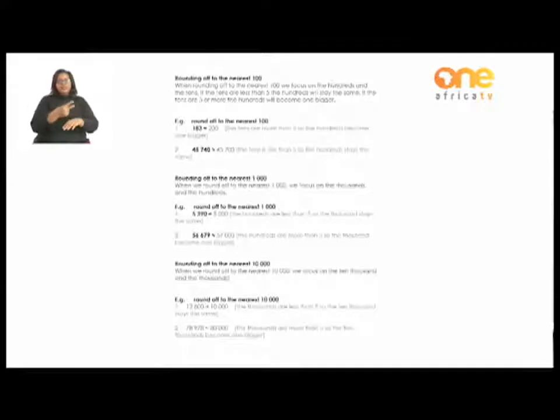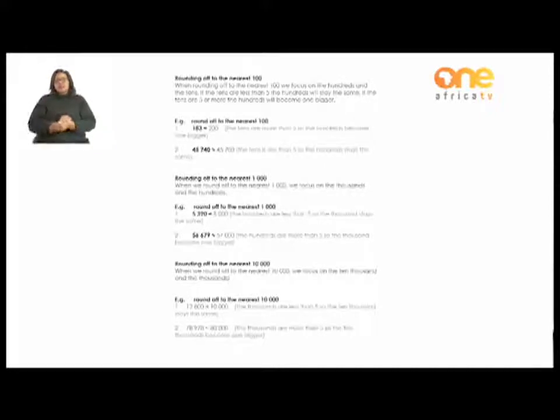56,679, rounded off to the nearest 1,000. The hundreds are more than 5, that means the thousands becomes 1 bigger. Our 100 is a 6, and that means it can change our 1,000, and 56,679 rounded off to the nearest 1,000 becomes 57,000.